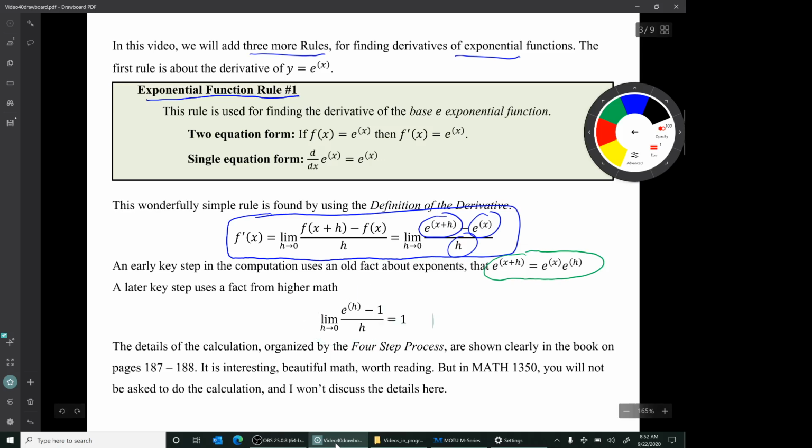Now, the details of the calculation, organized by the 4-step process, are shown clearly in the book on pages 187 to 188. It's very interesting math, very beautiful, and it's worth reading. But in Math 1350, you'll not be asked to do the calculation, and I won't discuss the details here.